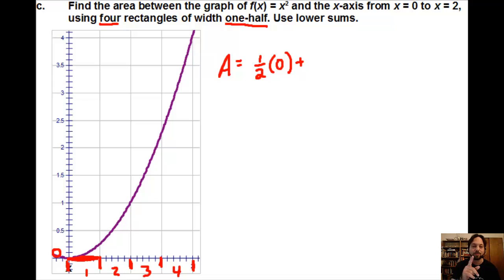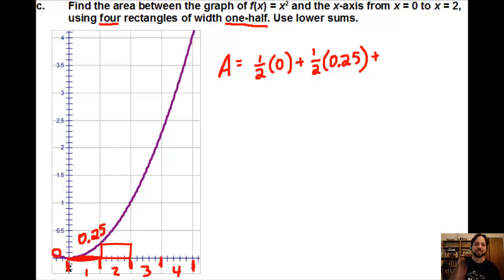Now our second rectangle, let me go ahead and draw it here. And there it is. So it looks like it actually has a height of 0.25. Where did I get 0.25? Well, I noticed that f of 1/2 is 0.5 squared, or 1/4. So this rectangle is going to have a width of 1/2 and a height of 0.25, which I could call 1/4, but whatever.